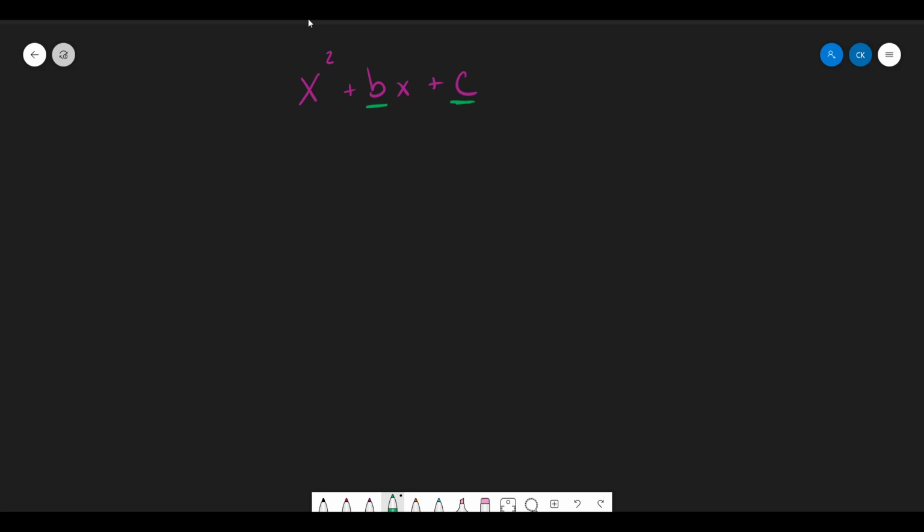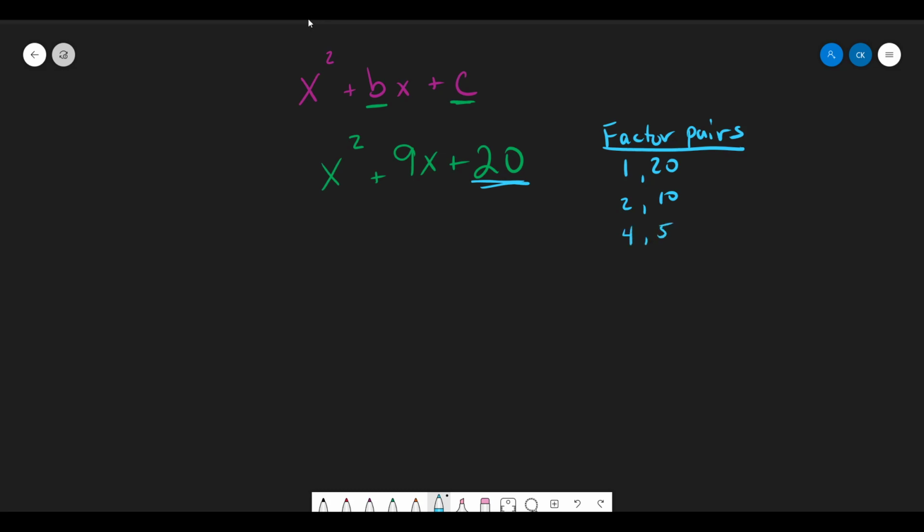So if I gave you a problem to factor something like x squared plus 9x plus 20, what we need to do is look at a couple different things. The first thing I'm going to look at is c, the number by itself, without any variable. I want to know all of my factor pairs of 20, meaning what two numbers can multiply to give me 20. I just want to list them all out. So I've got 1 and 20, I've got 2 and 10, I've got 4 and 5, and that seems about it.